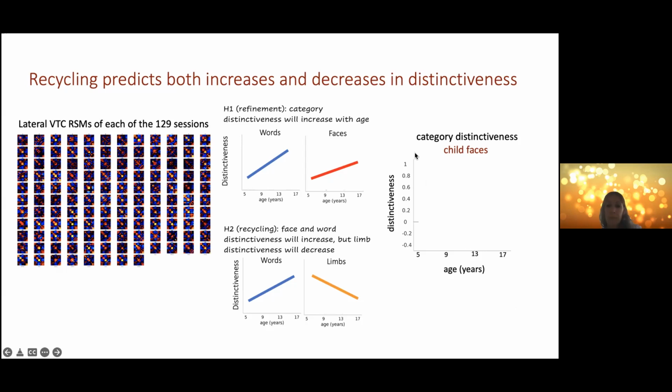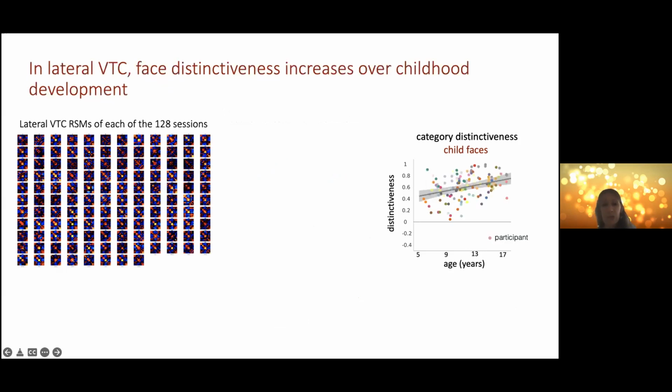Okay, so we're going to measure distinctiveness as a function of age. I'm showing you data now from the right hemisphere, and this is distinctiveness for child faces. Again, each dot is a session, and the sessions are colored by participant. And we can see a positive increase in distinctiveness, meaning the distinctiveness increases from age 5 to age 17.